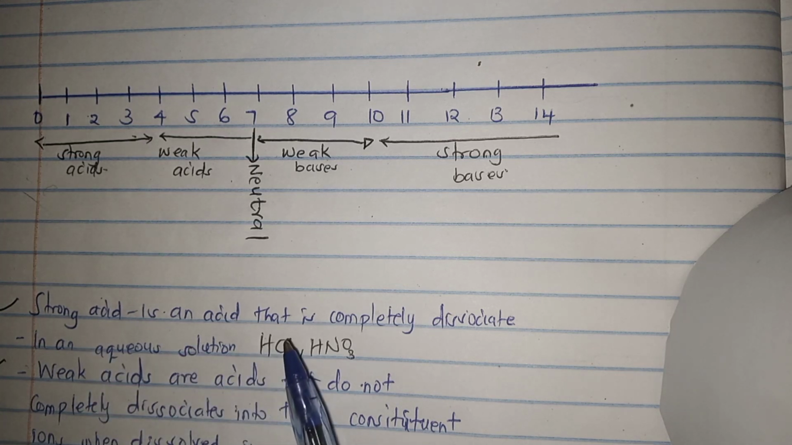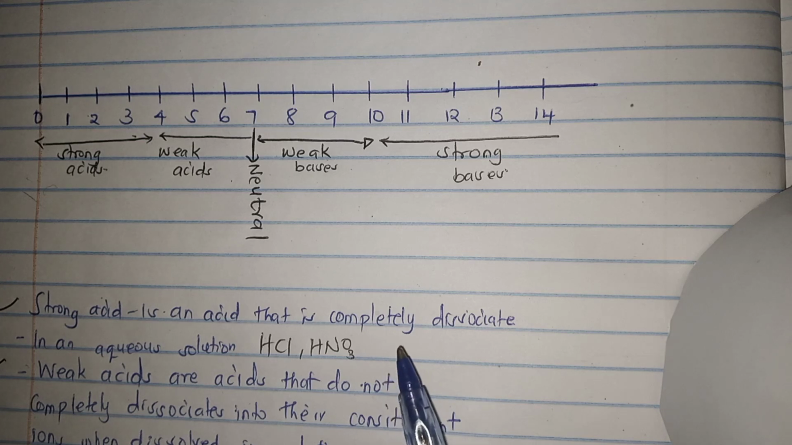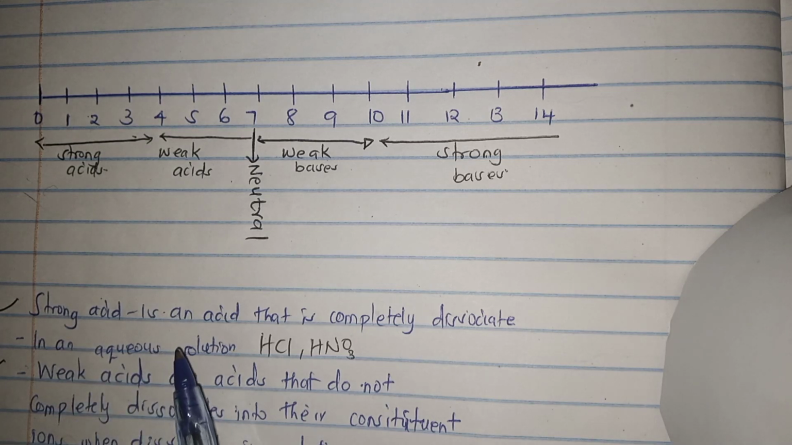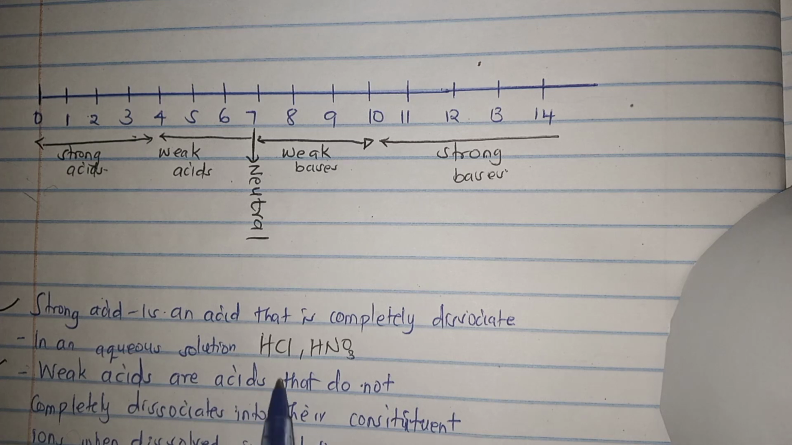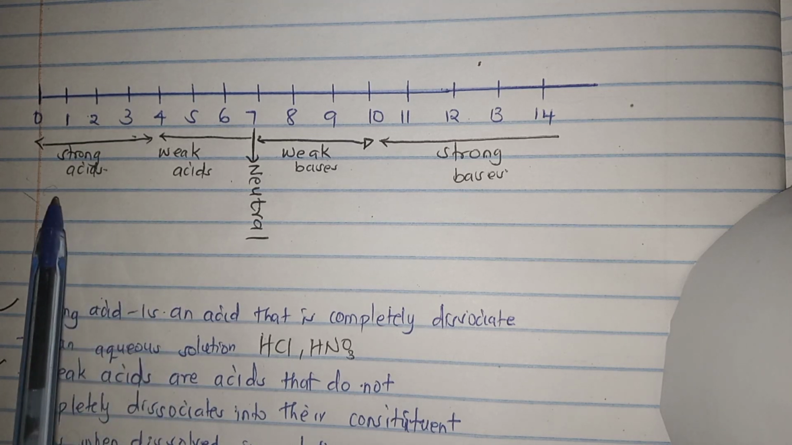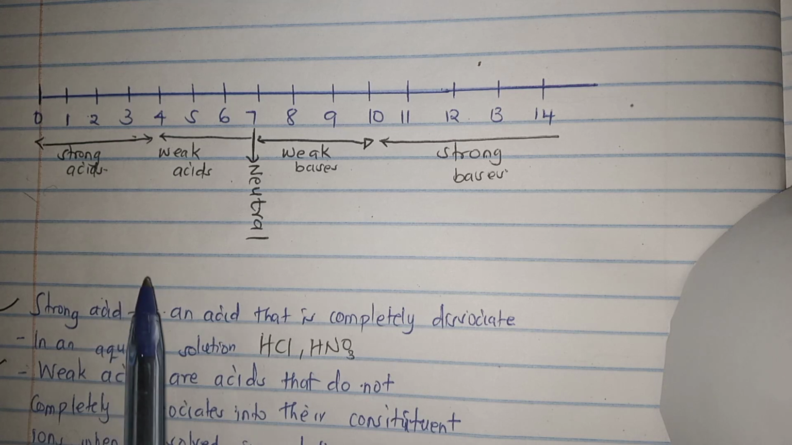So a strong acid completely dissociates in a solution, whether it's water or any other solution. This means these values from 0 to 3 are strong acids because they dissociate completely. They split into smaller ions or smaller atoms in an aqueous solution. So we have examples of these strong acids, which include hydrochloric acid. We also have nitric acid. We can also have sulfuric acid. These are examples of strong acids. And remember, strong acids have the value of 0 to 3.